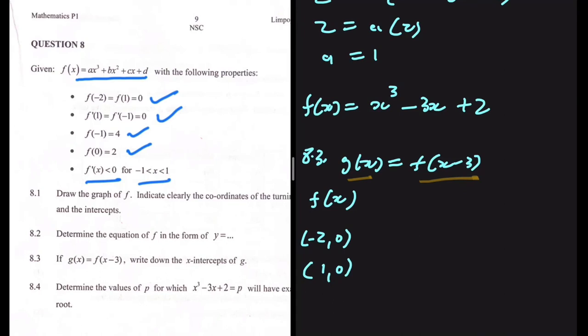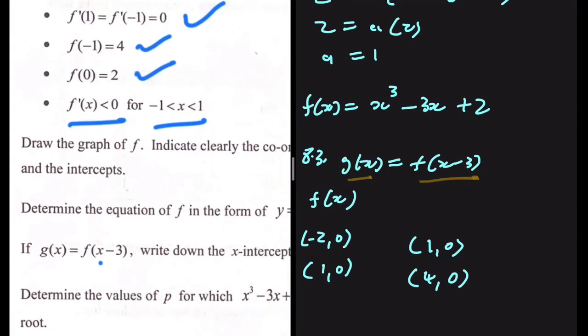So we just need to move these x values 3 units to the right to get the x-intercepts of g of x. So minus 2 plus 3, that is 1, and we have 0 as our y value. And then 1 plus 3, that is 4, and we still have 0 as our y value. So these are the intercepts of g. If you instead substitute x minus 3 in place of x in f of x, you will probably get the same answer, but that will take the entire day. So it is easier to do it like this.